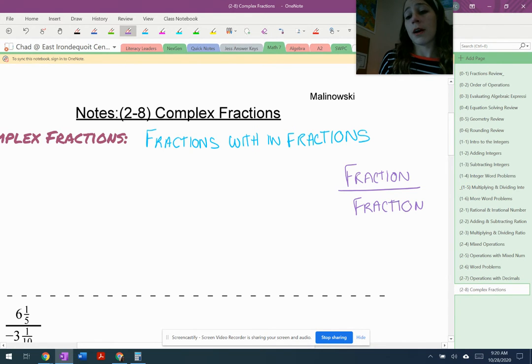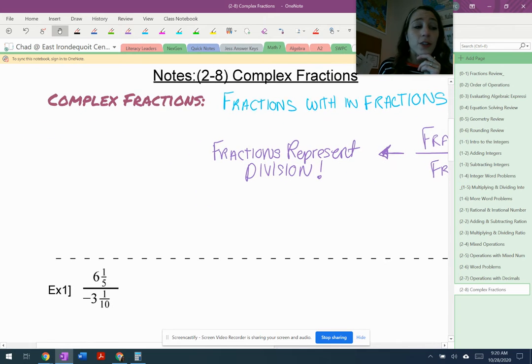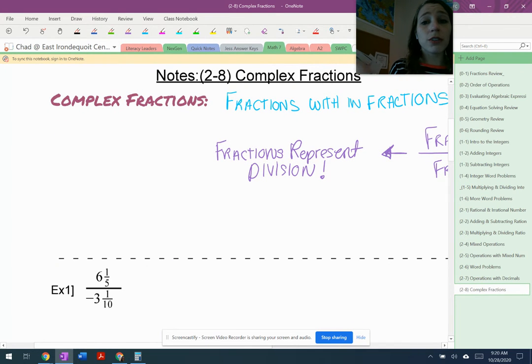And when we're talking about that fraction bar, we know that a fraction bar represents division. It represents the operation of division. So fractions represent division. Right? So really, when we have a fraction over a fraction, we have fractions within fractions. It's really just fractions being divided by fractions.